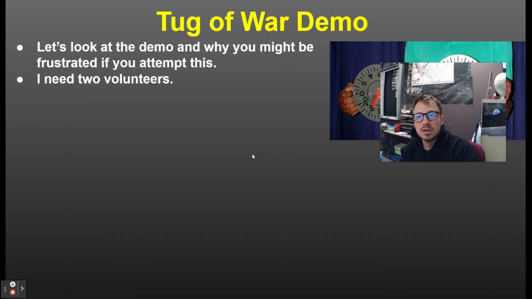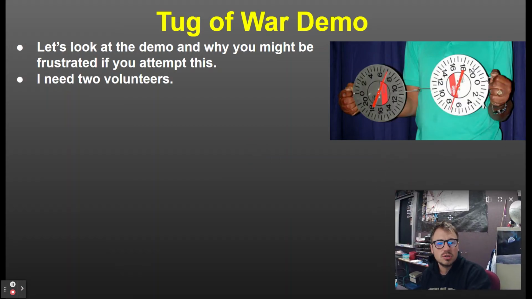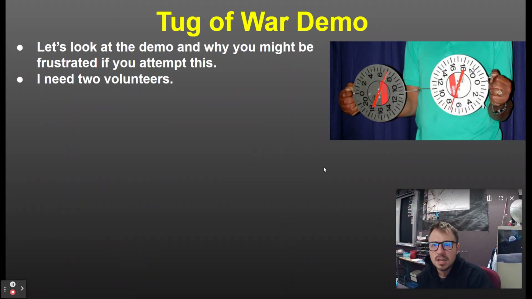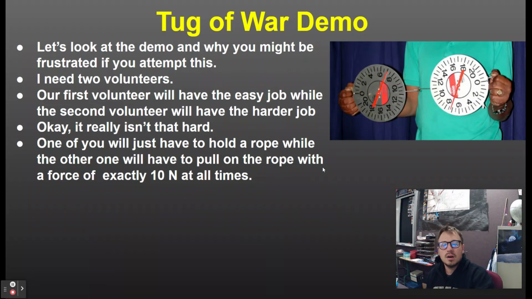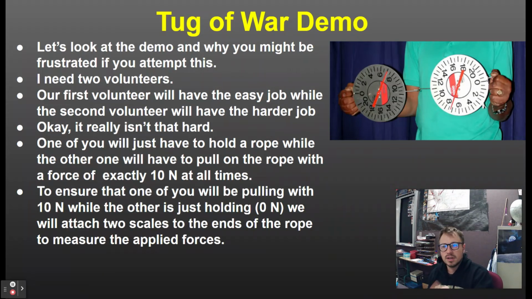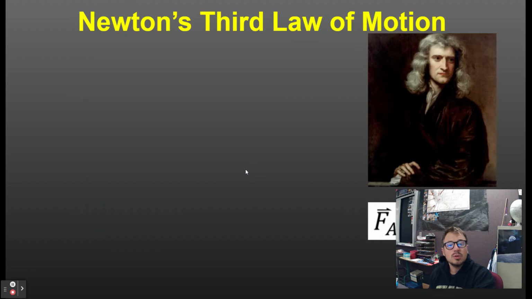So if we look at a tug of war demo, this one you can try at home if you have spring scales. The first volunteer will have an easy job, while the second volunteer will have the harder job. One of them just pulls and the other holds it still. Then you switch. The other pulls up to like 10 newtons, the other does not. You'll be able to see that this is not possible. Even if you're just holding that spring scale, you won't be able to get it to, I can't pull without the other person pulling.